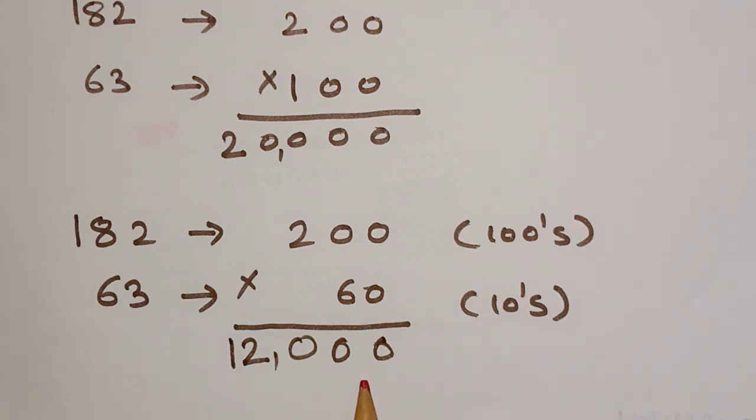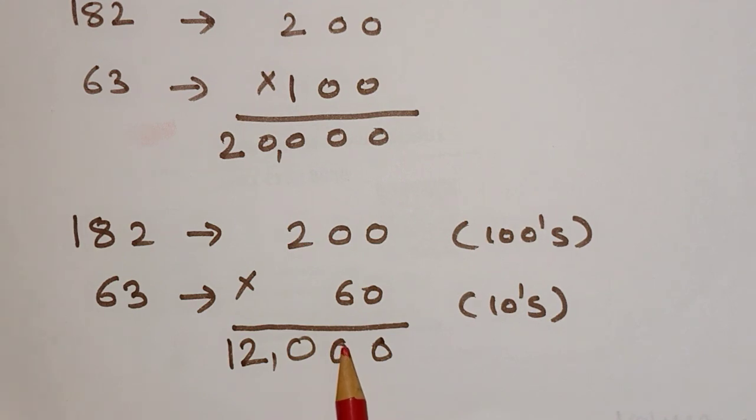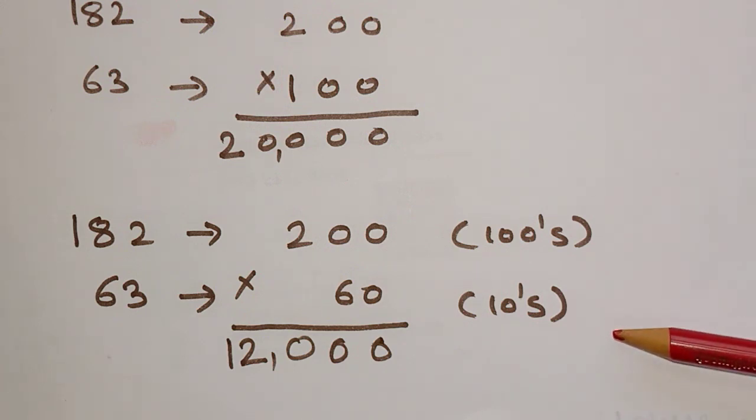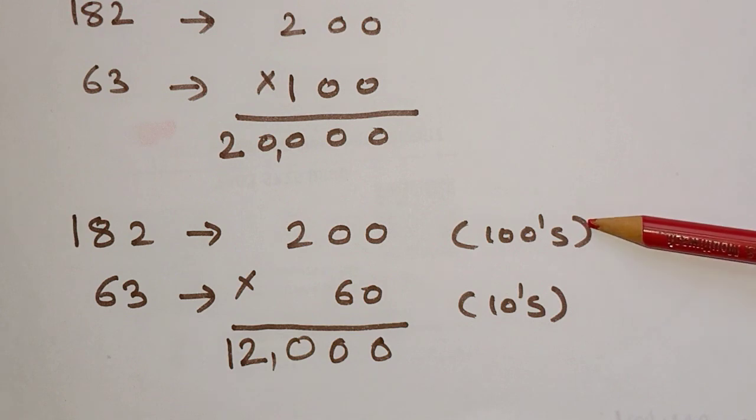So I told you that the estimating method is to find quick answers. So you can generally round the numbers to their greatest place value. Now the general rule that we can make is therefore: round off each factor to its greatest place, then multiply the rounded factors. Thus, in the above example, we rounded 63 to the tens and 182 to the hundreds.